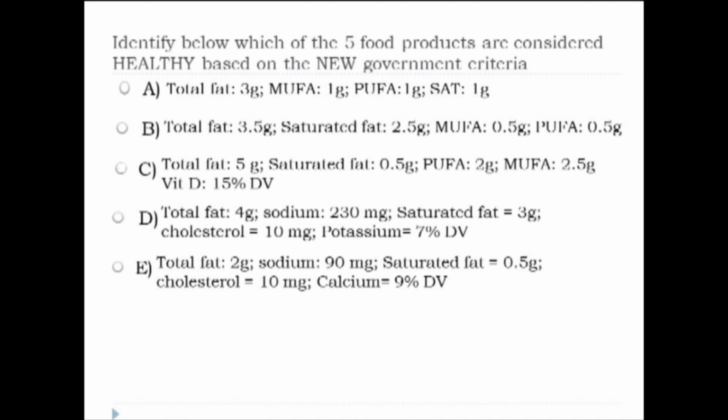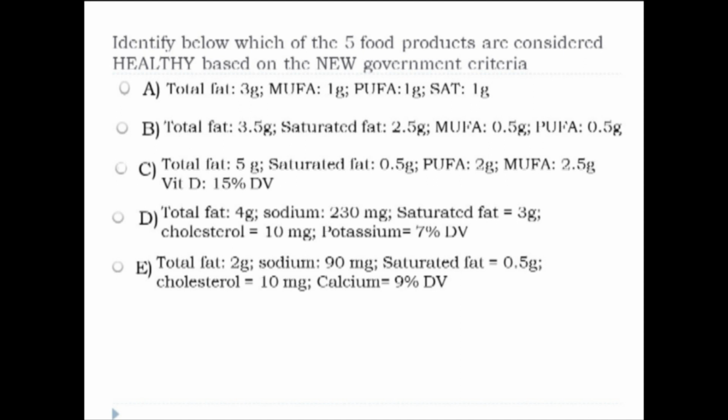So let's go to 3.5. 3.5 divided by 78 grams, and we get 4.5. And so we're still less than 5%. What if we do 5 grams? So 5 divided by 78, and we get 6.4.